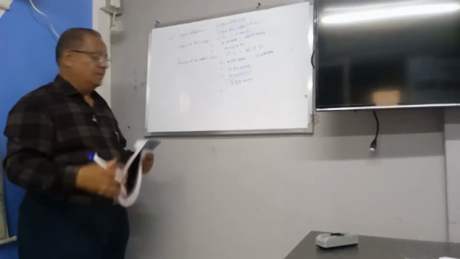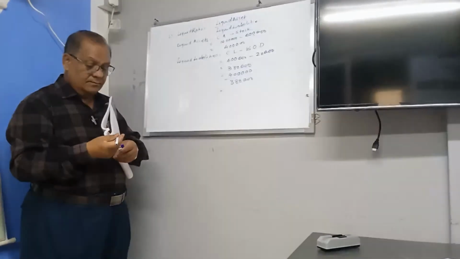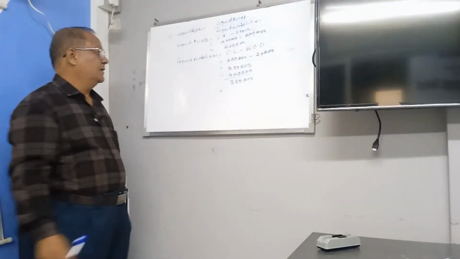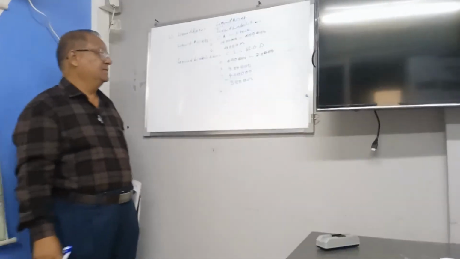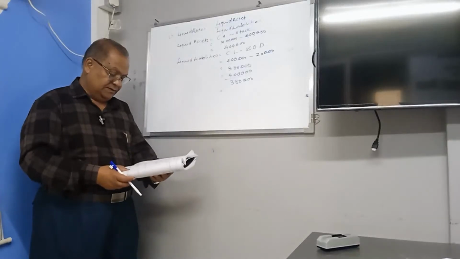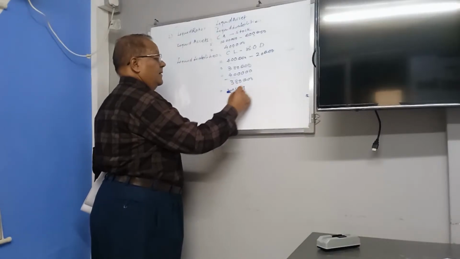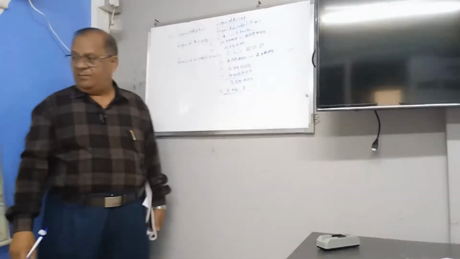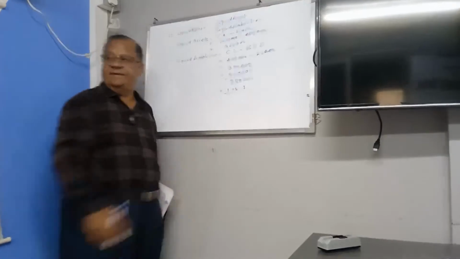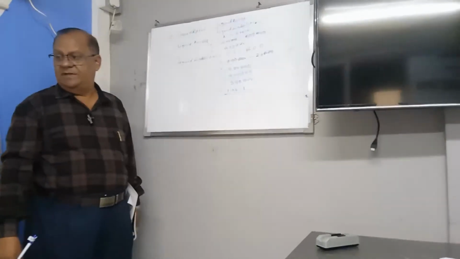4 lakh divided by 3,80,000 is 1.05. Correct? 1.05 is to 1. Write this down. This is the second ratio.